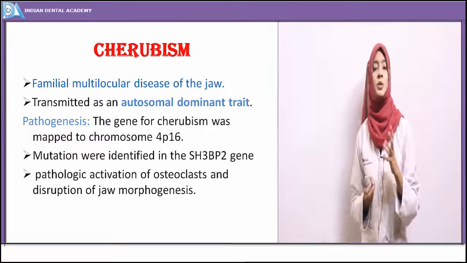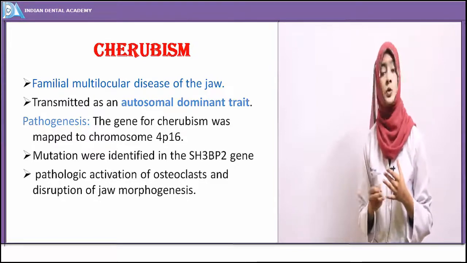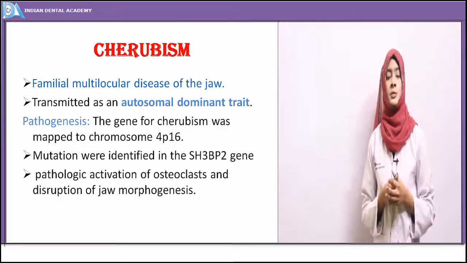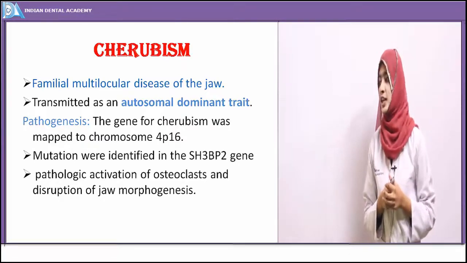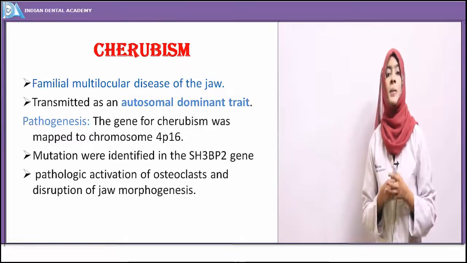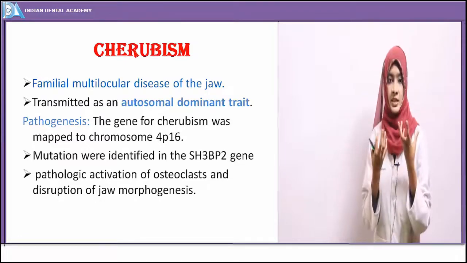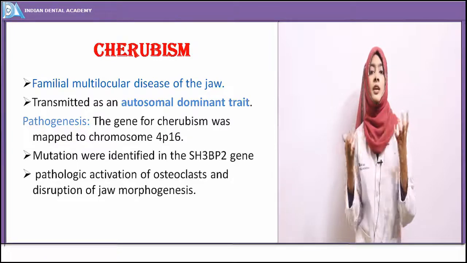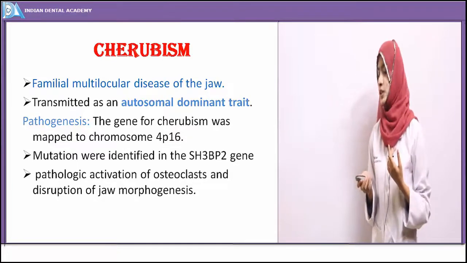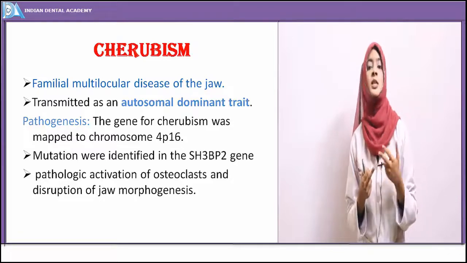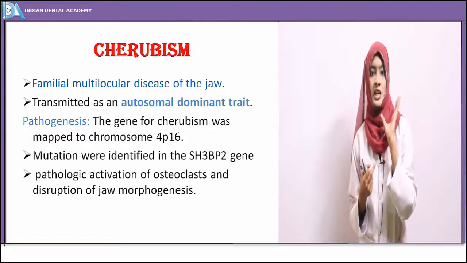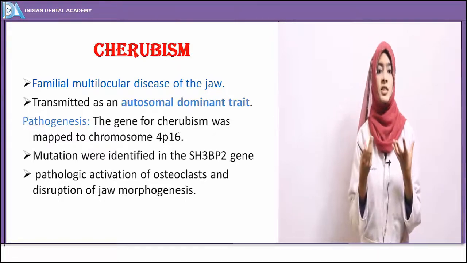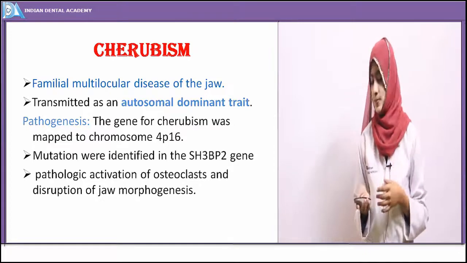So the pathogenesis is a mutation of genes which have been mapped to chromosome number 4. This mutation leads to activation of osteoclasts and disruption of jaw morphogenesis. Basically cherubism affects the jaws of infants. So they show bilateral and symmetric enlargement of jaws, giving the patient the full-faced appearance. Along with the enlargement of jaws, there is associated lymphadenopathy. That gives rise to this full-faced appearance.